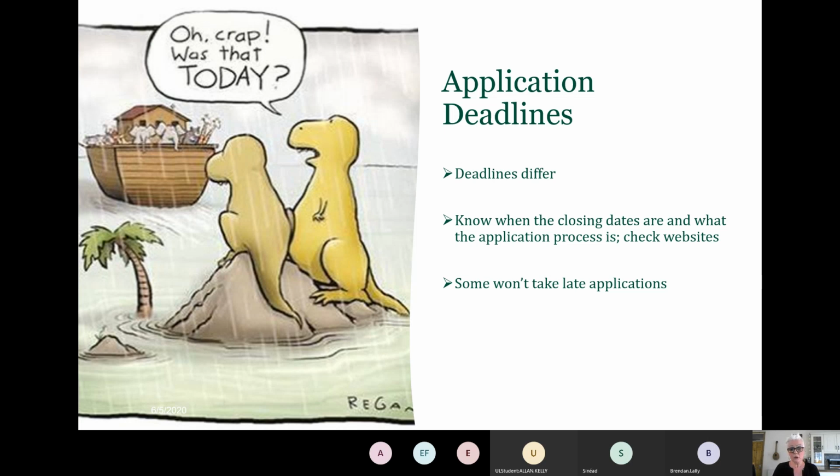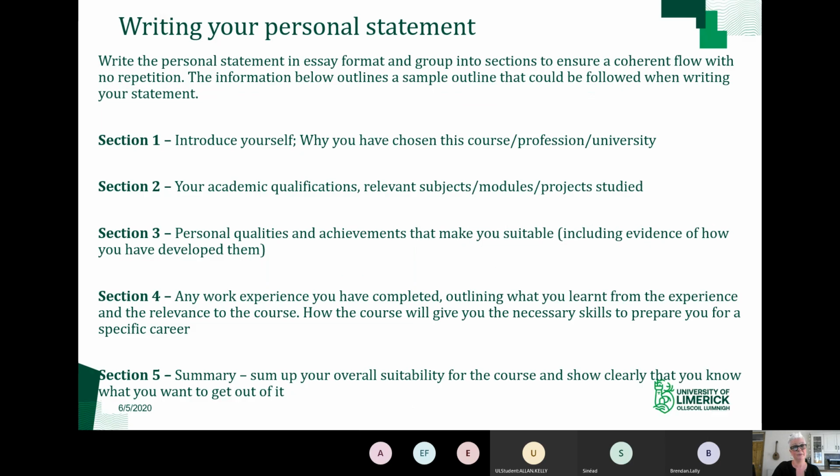So as I said, some of them will take rolling applications until they have all their places filled. Some of them will not take late applications. For those, the deadlines are probably gone already at this stage, to be honest. They could have been in January, February, so it's probably too late for them, but you just need to know when the application deadlines are.